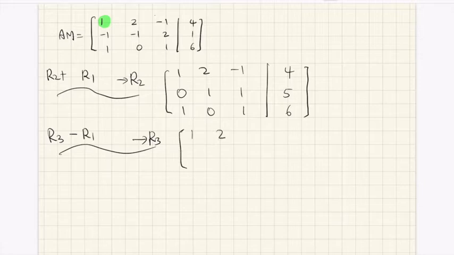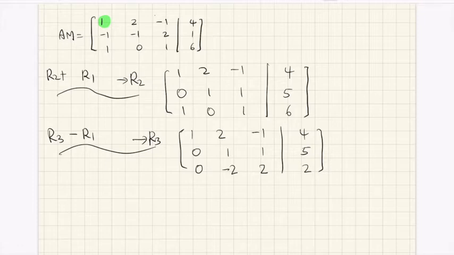So first two rows unchanged. Just copy this down, 0, 1, 1, 5, but the third row will be 0 and negative 2, and 1 minus negative 1 is going to be 2, and 6 minus 4 is going to be 2.